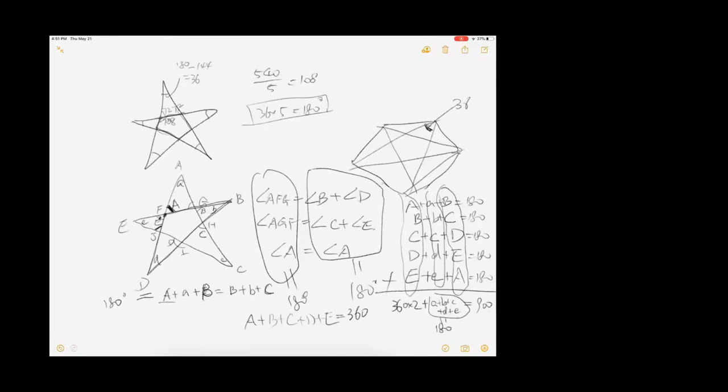I have another solution. Go ahead. So first, I labeled angle A as A, angle B as B, angle C as C, angle D as D, and angle E as E. Let me draw a new picture. A, B, C, D, E. Okay. Go ahead. Big A or small A? Small. Okay. A, B, C, D, E.